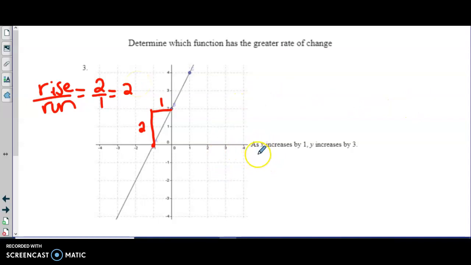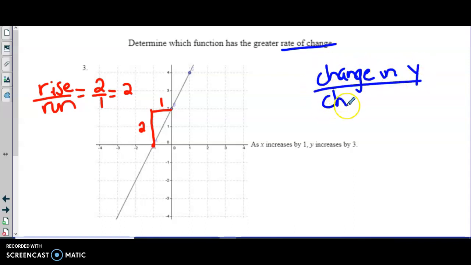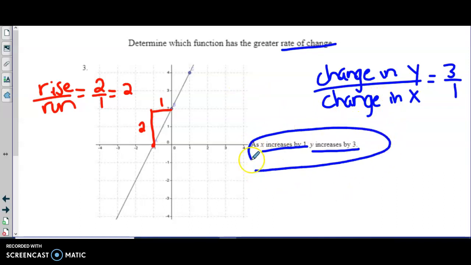And then over here we have, as x increases by 1, y increases by 3. So remember, if we're looking at rate of change, we want the change in y over the change in x. So the change in y, it increases by 3, and the change in x, it says it increases by 1. So this blue one, or this statement here, has a greater rate of change because 3 is greater than 2. So in this case, this one has the greater rate of change.